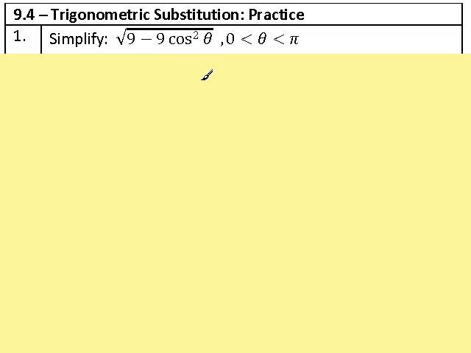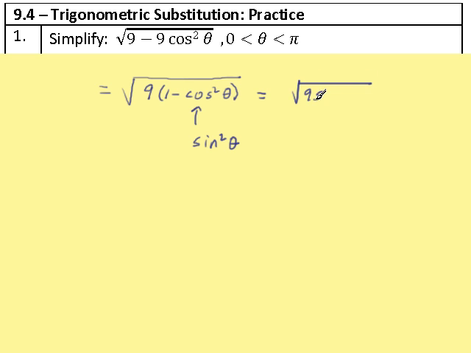In number one, we want to simplify this square root. So we're going to use a trigonometric identity. First, underneath the square root, we're going to factor out 9, so that inside we're left with 1 minus cos squared theta. And then we're going to replace 1 minus cos squared theta with sine squared theta. So this is equal to the square root of 9 sine squared theta.